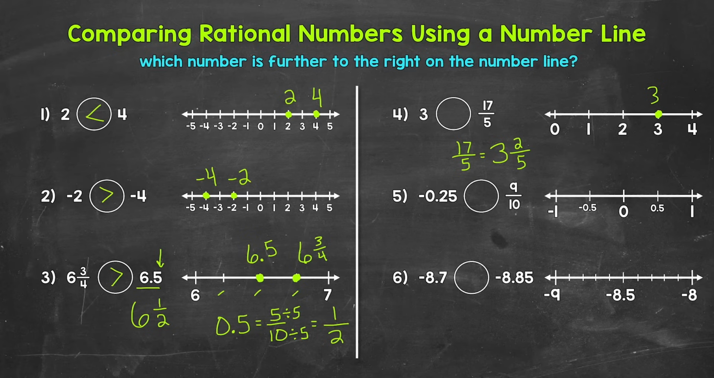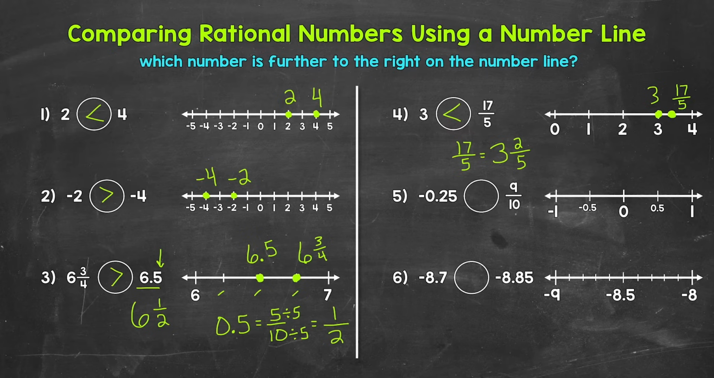3 and 2 fifths is greater than 3, but less than 3 and a half. 3 and 2 fifths is about right here. And I'll write the original improper fraction. So 3 and 2 fifths, 17 fifths, is greater than 3. It's further right on the number line. So looking at the comparison, 3 is less than 17 fifths.